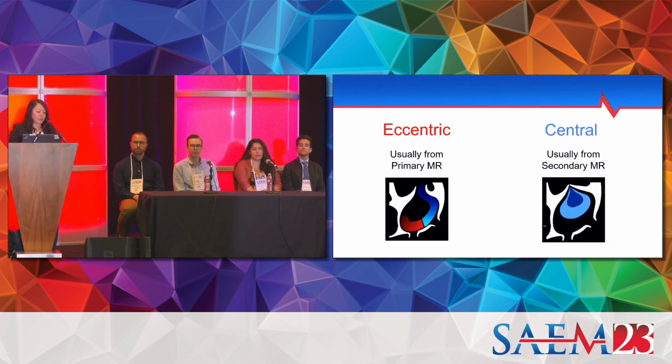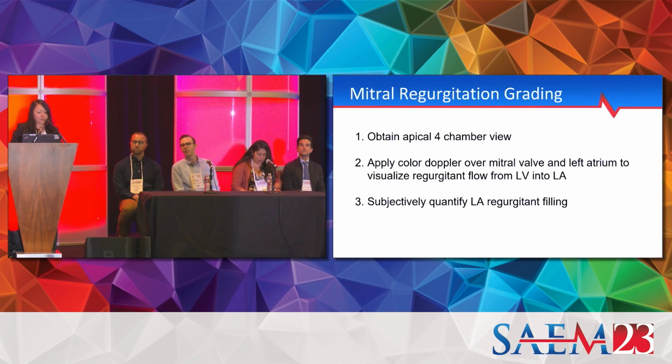So with mitral regurg, if you have primary mitral regurg, you're often going to see an eccentric jet where you have this reflux of blood from the LV into the LA. And then with secondary mitral regurg, you're often going to see more of a central jet where you're going to have a more linear type of regurgitant jet going back into the left atrium.